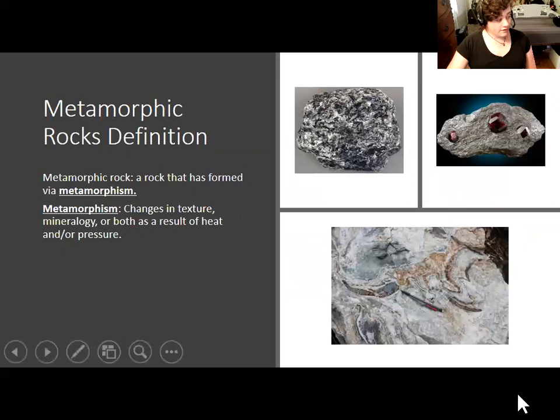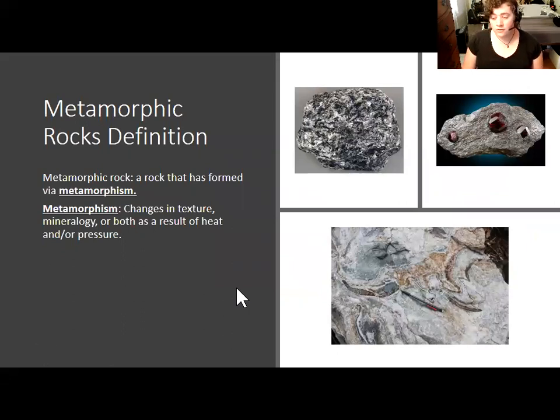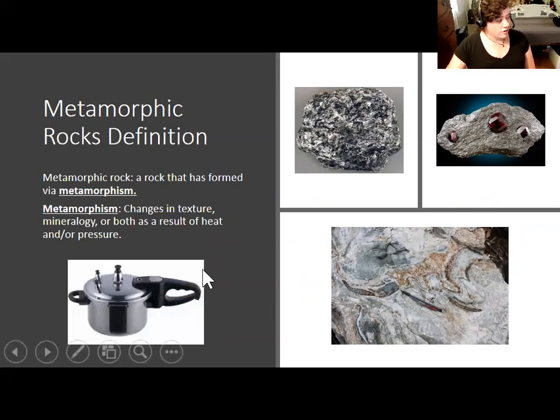So a metamorphic rock is defined as a rock that has formed from another rock that has experienced changes in texture, mineralogy, or both, from either heat, pressure, or a combination of heat and pressure. And an analogy is that metamorphism kind of functions like a pressure cooker. The changes in pressure and heat put together are usually what cause these changes.